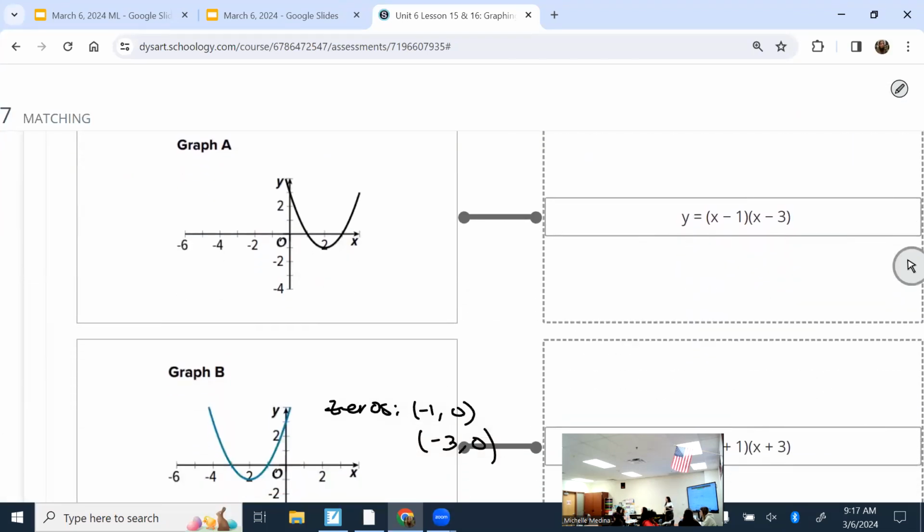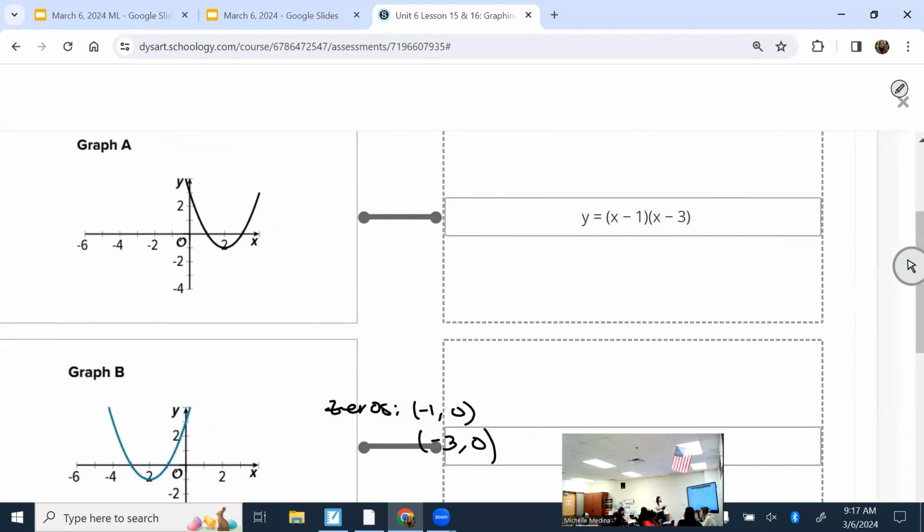I might have time for one more, depending on how long it is. Number 4 on this one. All right.